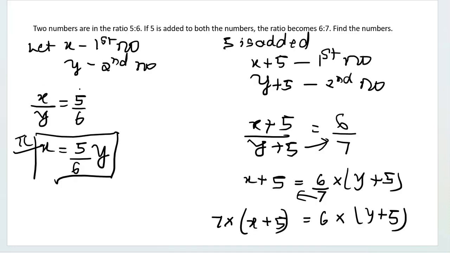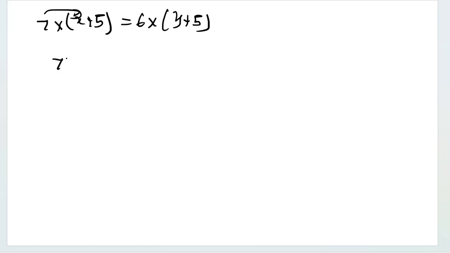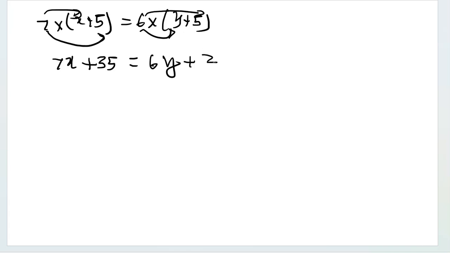So we have 7 into, we copy this, x plus 5 is equal to 6 into y plus 5. 7 into x plus 5 is equal to 6 into y plus 5. We enter this in, so this becomes 7x. Then this 7 also goes here. 35, 7 5 is 35. 6y and 6 5 is 30.